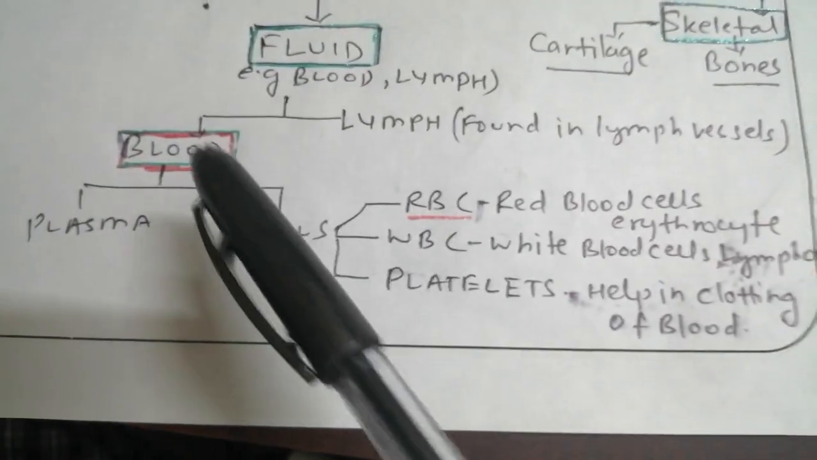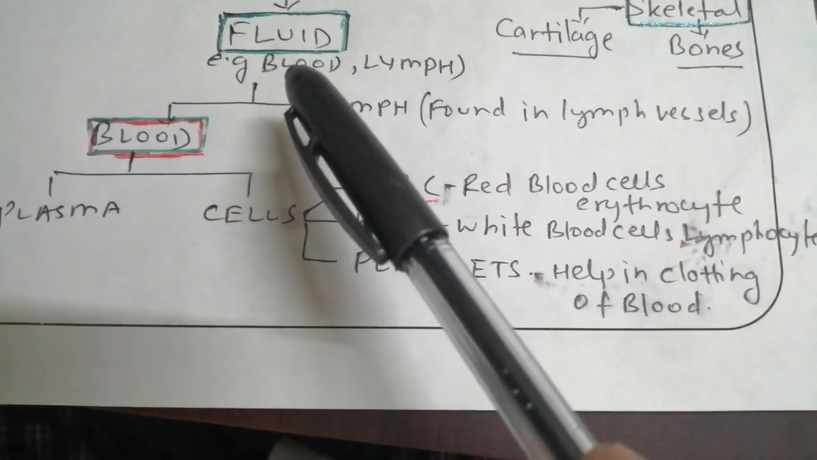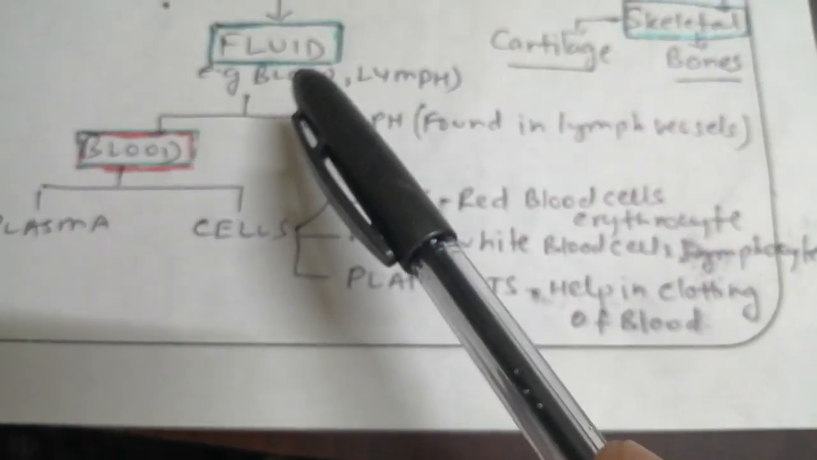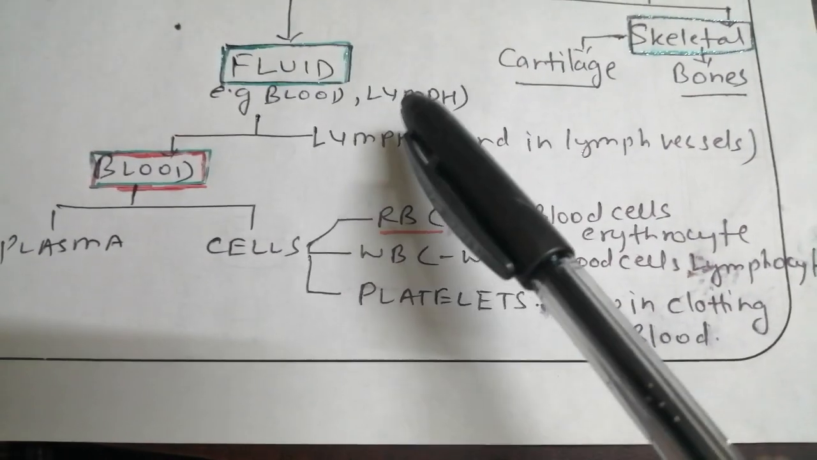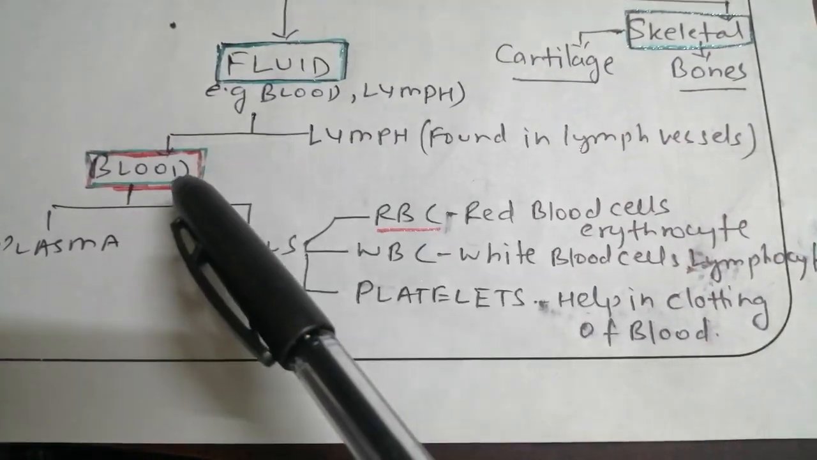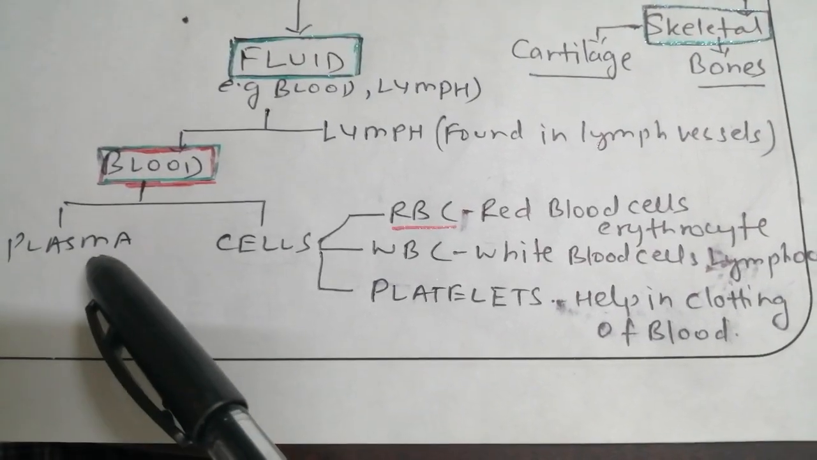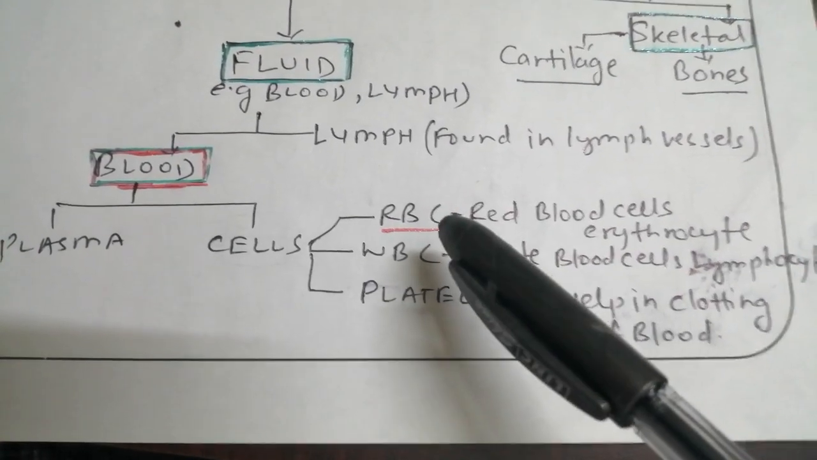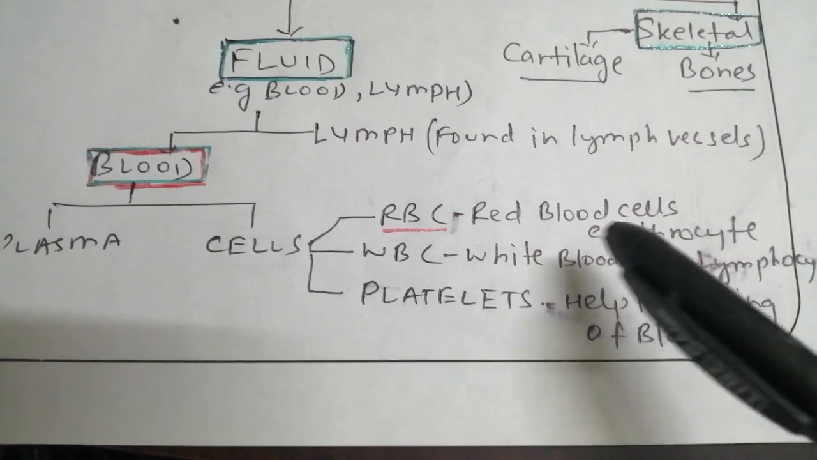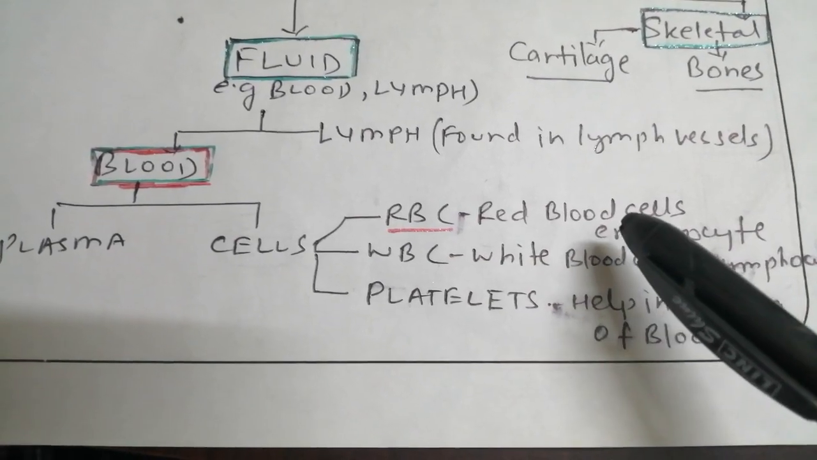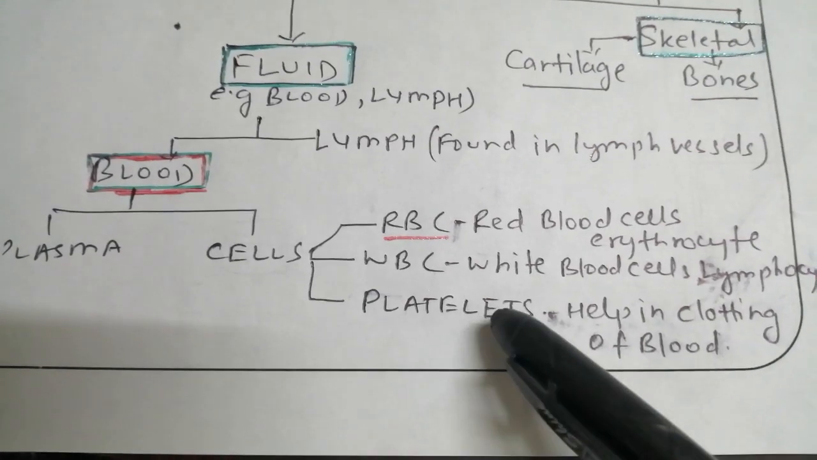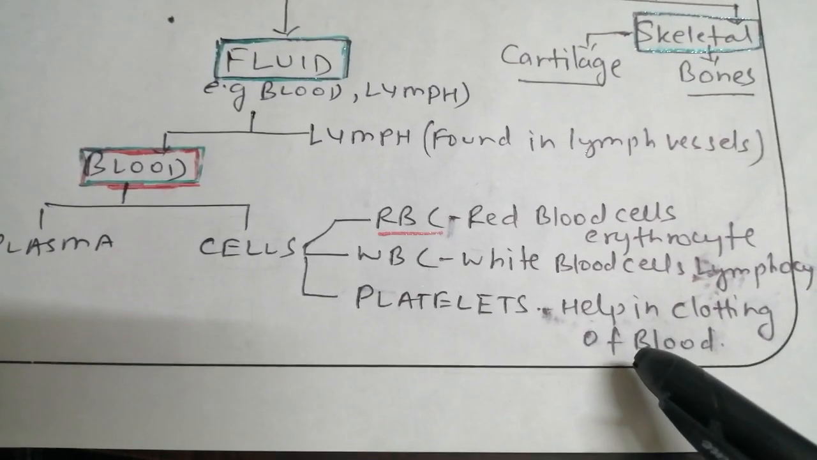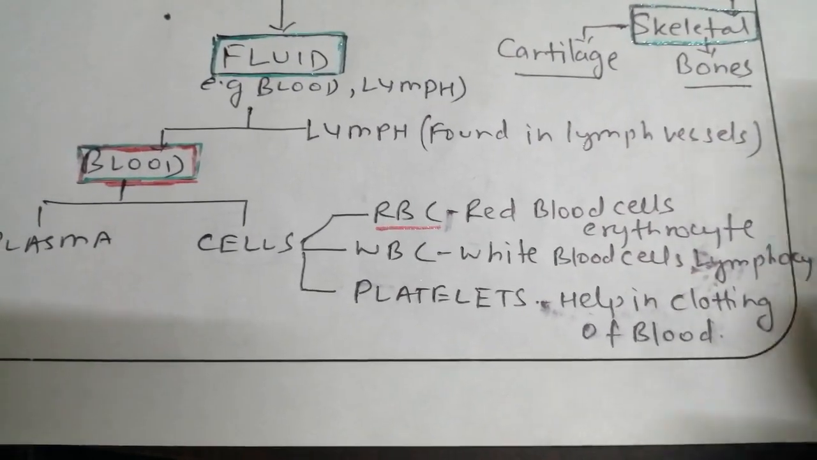Now comes your fluid connective tissue, which is the interstitial fluid, also body fluid, blood, then lymph. The blood is made up of plasma and cells. The cells are RBC, also known as erythrocytes or red blood cells, WBC, white blood cells, and platelets, which help in the clotting of the blood. In later stages we are going to study more about it.